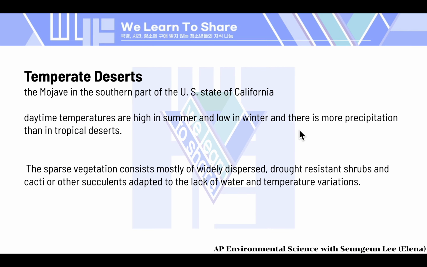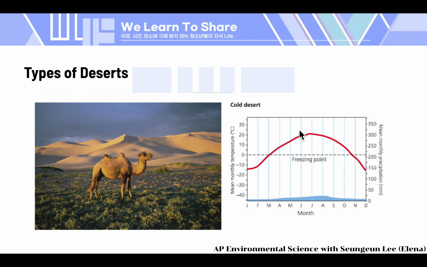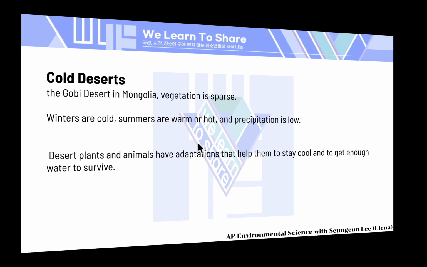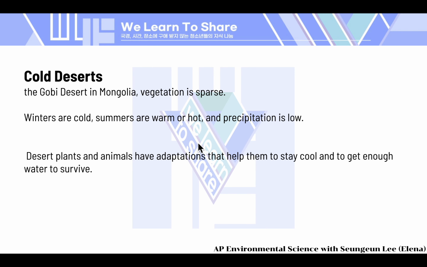Then let's move on to the last type of desert we're going to look at today, which is the cold deserts, and it looks like this. You can see how the overall temperature is really lower compared to temperate and tropical deserts. In cold deserts like the Gobi Desert in Mongolia, vegetation is very sparse, and with extreme temperatures and low precipitation, plants and animals here have unique adaptations that help them to stay cool and to get enough water to survive in these harsh conditions.